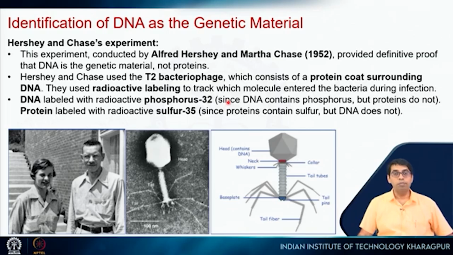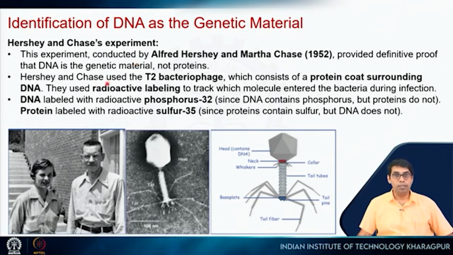This was further proved by another classic experiment done by Hershey and Chase. So this is classically known as the Hershey-Chase experiment. This was done by Alfred Hershey and Martha Chase in 1952. It also provided definitive proof that it is the DNA which is the genetic material and not proteins. Later it was shown that RNA can also be a genetic material in case of bacteria.